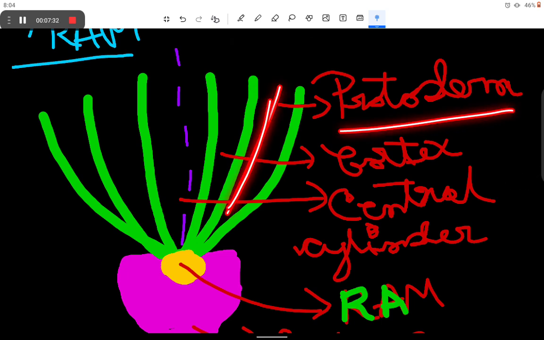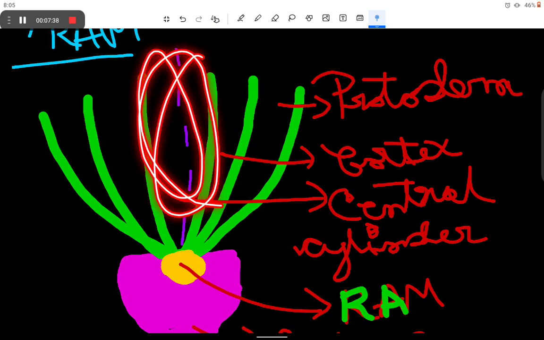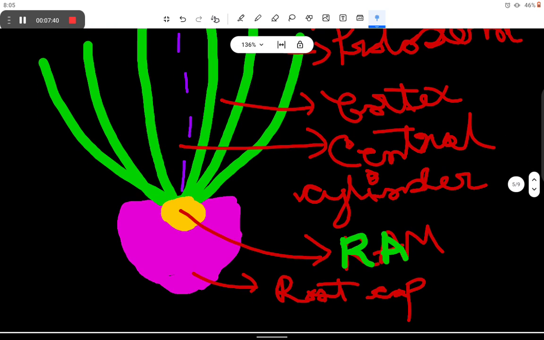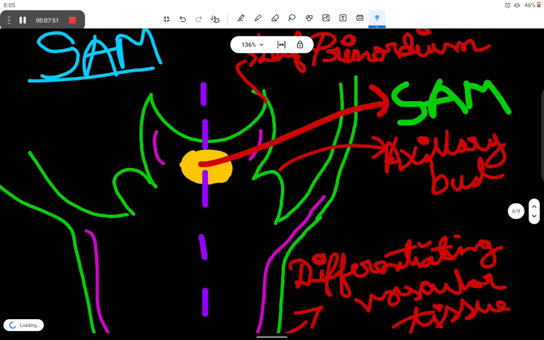See, this layer is called the protoderm. This layer is the cortical layer or the cortex, and this part is the central cylinder, not the pith. Then this portion actually protects the root. It is the root cap, and this thing is the root apical meristem. It aids in the increase in length of the root.